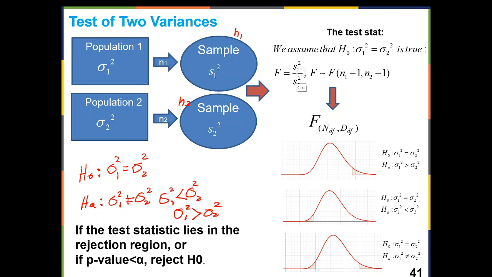So numerator is n1 minus 1 and denominator is n2 minus 1, right? Those are degrees of freedom. And again, the way it works is the same way. We take our F, which is very easy to calculate. We bring it over here if it's a right-tailed test and find the p-value. If it's a left-tailed test, we bring it over here, find the p-value.